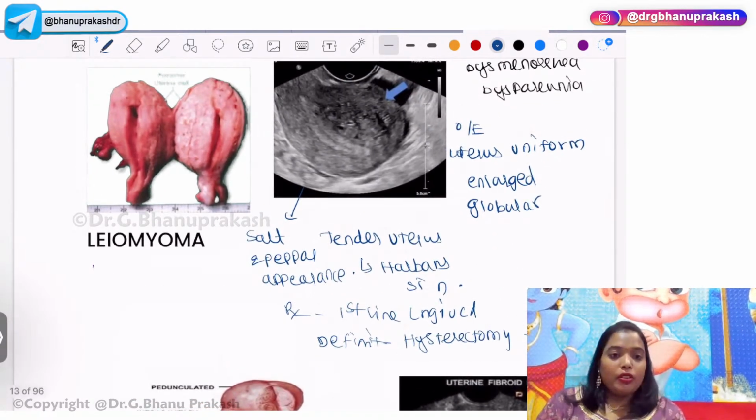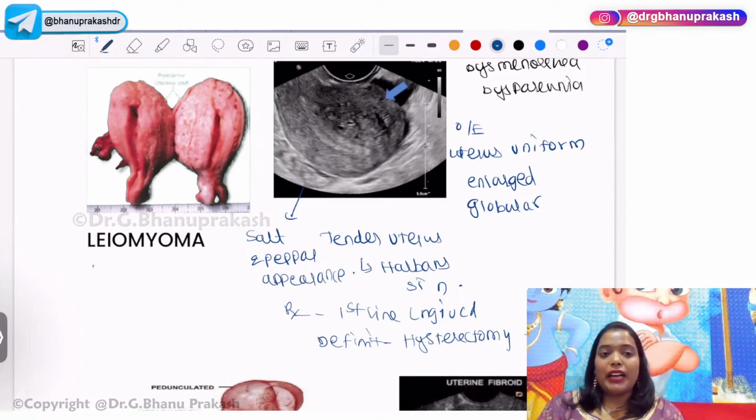Okay, so that's about the adenomyosis. Actually, I didn't tell you one thing, that investigation of choice is MRI. The junction between endometrium and myometrium is called the junctional zone. That junctional zone thickness will be more than 12 mm. So that's everything about the adenomyosis.